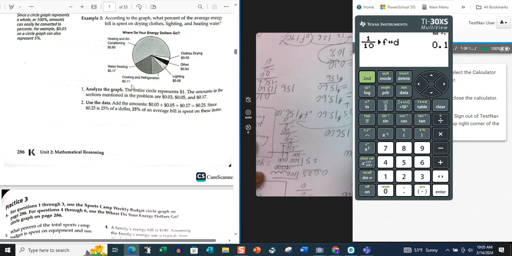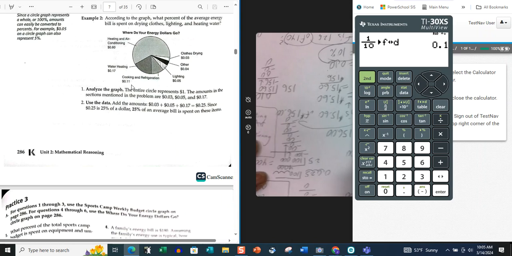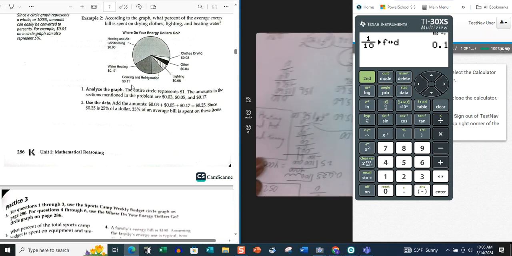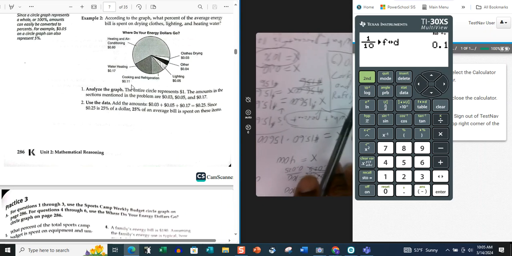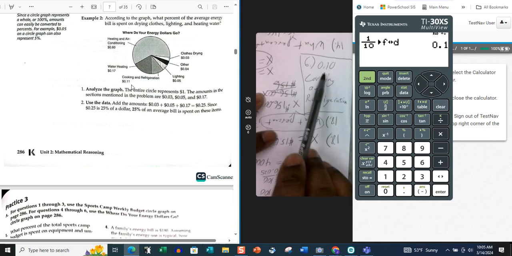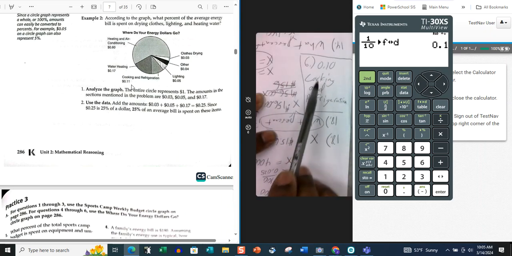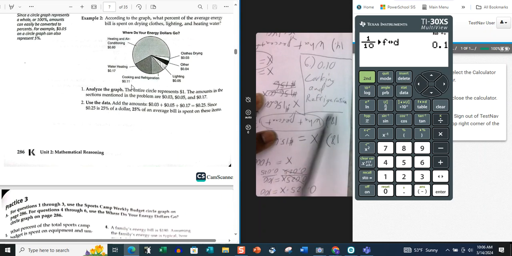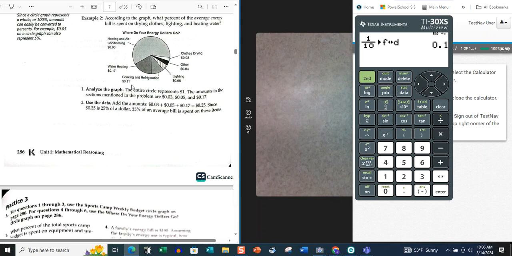So that is the answer for number 6. Is cooking and, oh wait a minute, I need to move this over. Number 6, we know that it was 0.10, but cooking and refrigeration is your final answer. All right, so now that took care of problems 1 through 6.